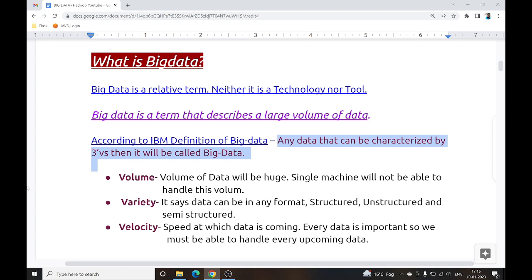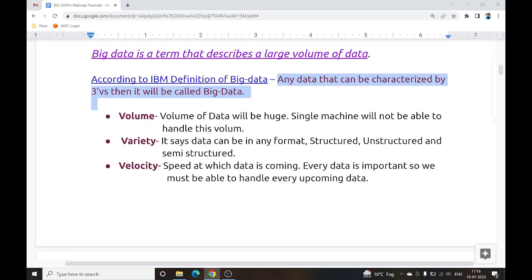These 3Vs are very important. First is volume. As I said, if the volume of data is huge, how can I define that? Let's suppose I'm giving you one data in CSV format, and you are going to open that data in your computer. If you are able to handle that data on your personal computer, then your personal machine can open it or process that data.